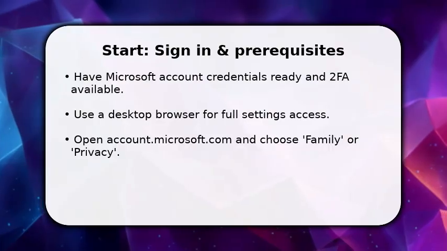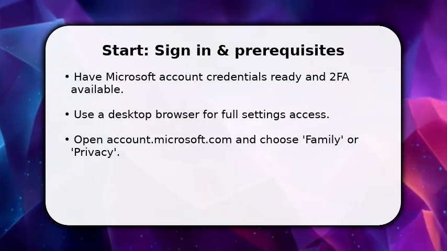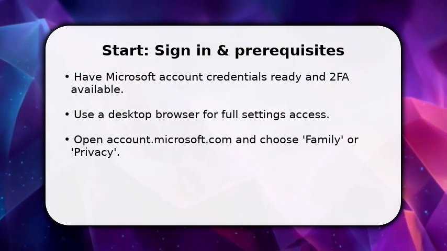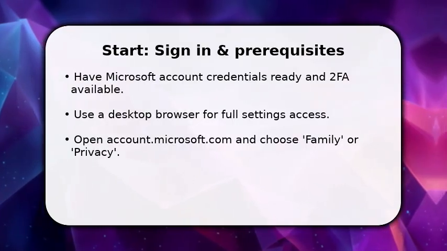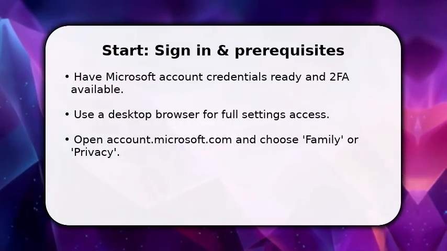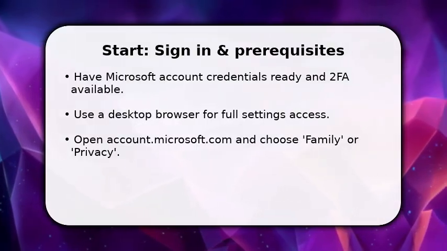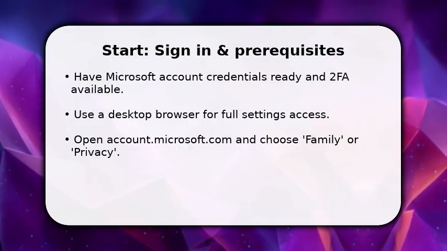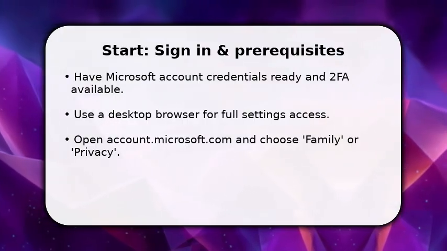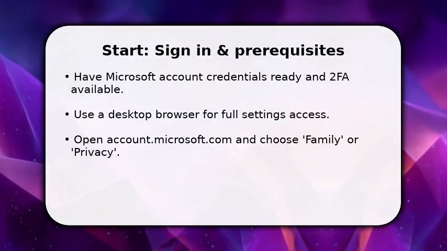You sign into account.microsoft.com with your Microsoft account and confirm two-factor authentication if prompted. This secures the session. Once signed in, make sure you use a desktop browser because the full online safety controls appear there. Then navigate directly to the Family or Privacy section in the left menu to begin.